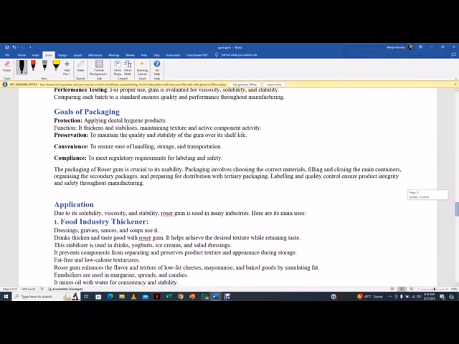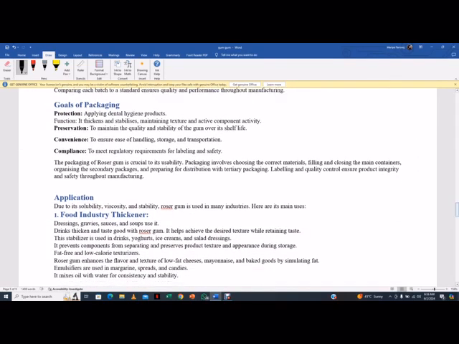Next is the goals of packaging. I mentioned four goals here. First is protection, preservation, convenience, and compliance. So, I'll tell you in detail about it.